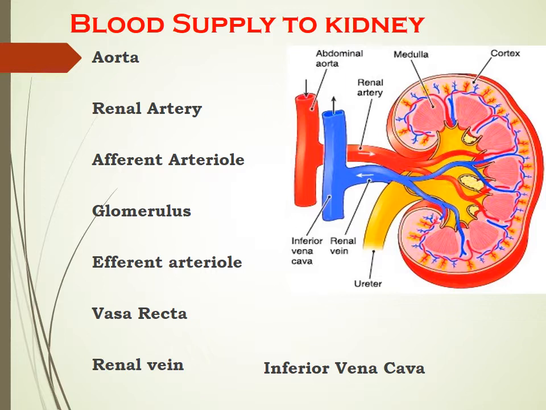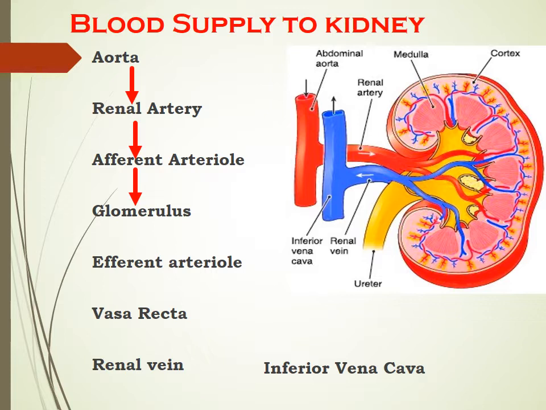Now the diagram in front of you shows the abdominal aorta, inferior vena cava, renal artery and renal vein. Isn't it? Now let's go. Number one is the aorta. The blood from the aorta, the biggest artery of our body, comes into its branch called the abdominal aorta, and from that the blood enters into the renal artery. From the renal artery it enters into the afferent arteriole. The blood flow from the afferent arteriole enters into the glomerulus.